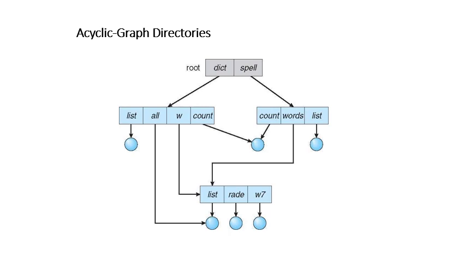So an acyclic graph is a graph with no cycles. As the name itself indicates, any graph with no cycles is called an acyclic graph and allows us to share subdirectories and files. So here the same file or subdirectory may be in two different directories. It is a natural generalization of the tree structure directory.